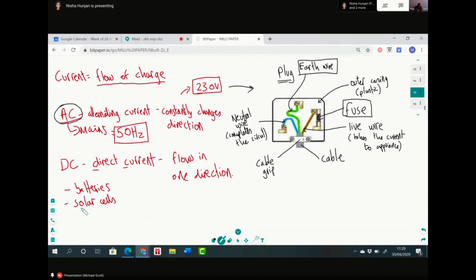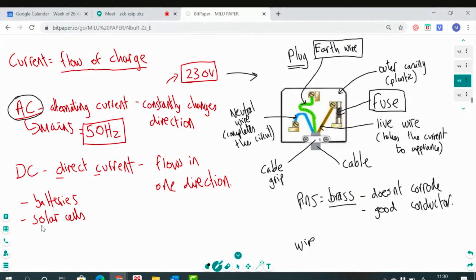And the reason that we use brass is that brass doesn't corrode, and it's also a good conductor. The wires are made from a material called copper. And the reason that we use copper in the wiring is that copper is a fantastic conductor. It's a very good conductor of electricity.